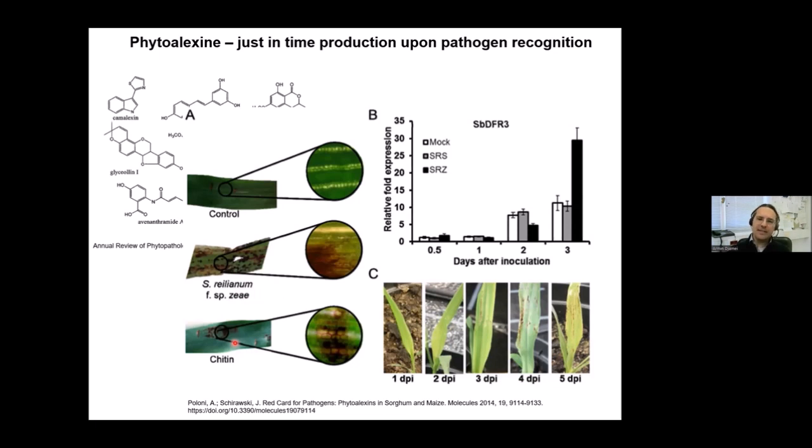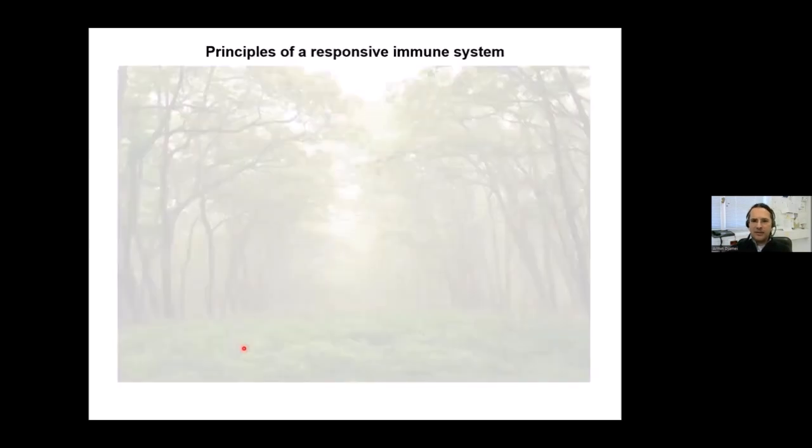So this should lead us basically to the next part. You don't need to see the whole pathogen. It's enough to see a part of the pathogen, a piece of it, to already react. So the principle of a responsive immune system is that you have the recognition of danger signals.